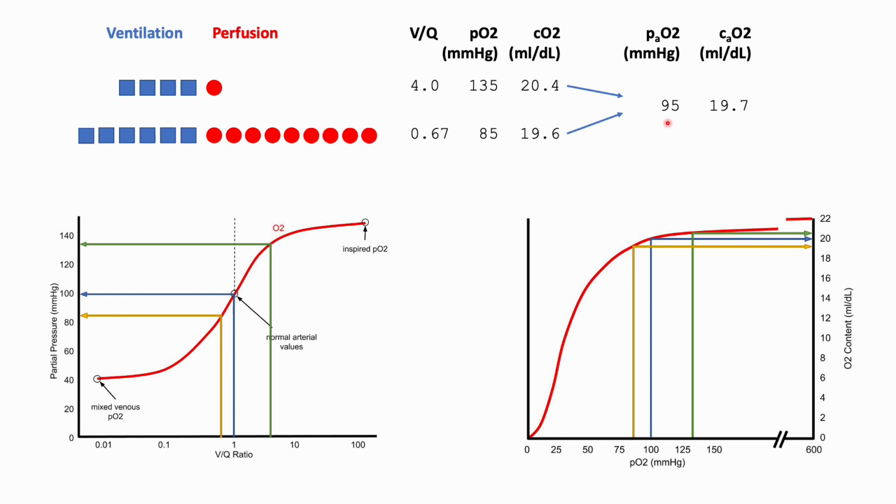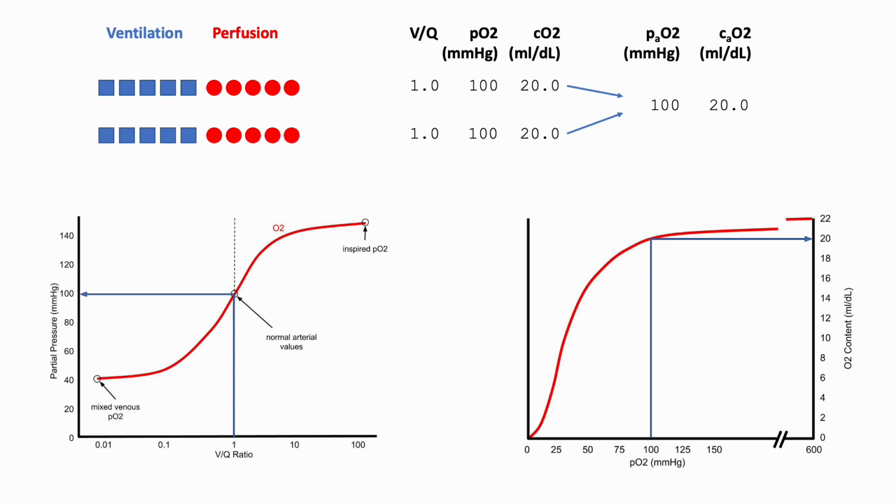So this small degree of VQ mismatch has resulted in a small AA gradient. Now, when I initially see these numbers, I think, wow, isn't this quite a significant degree of VQ mismatch? We've deviated from 1 up to 4 and down to 0.67. But fortunately, in terms of effect on gas composition, this degree of VQ mismatch only has a minor effect on gas composition.